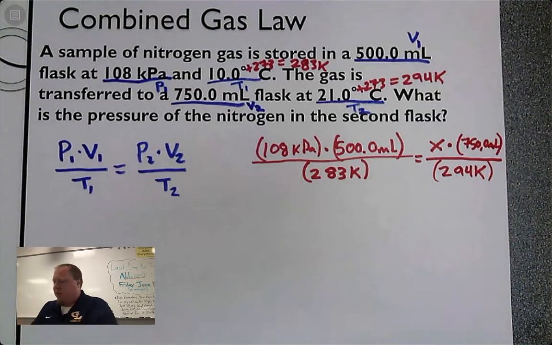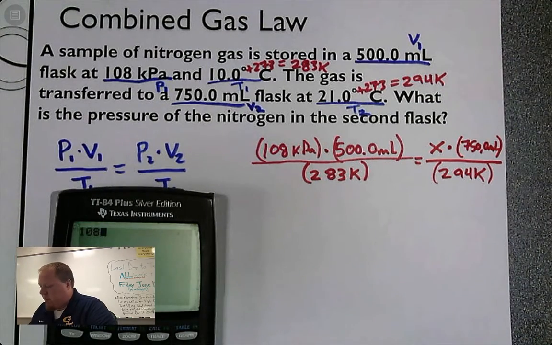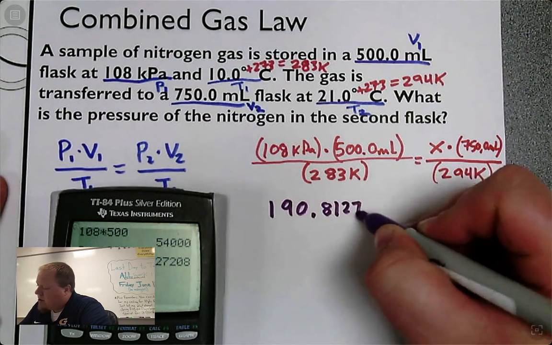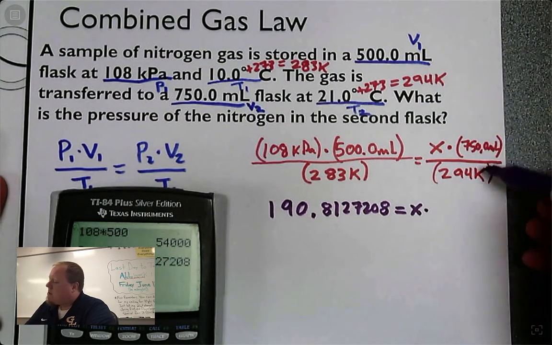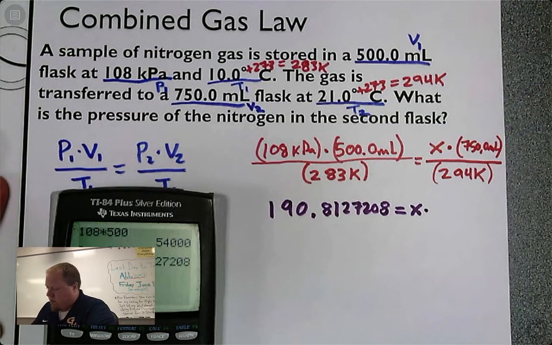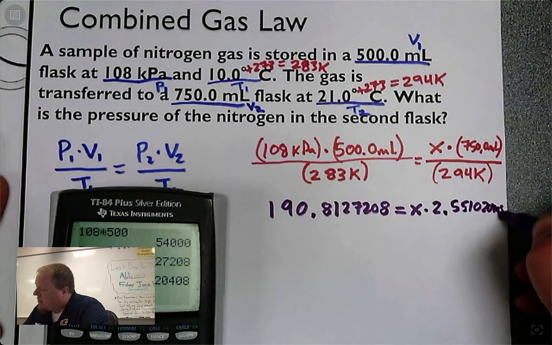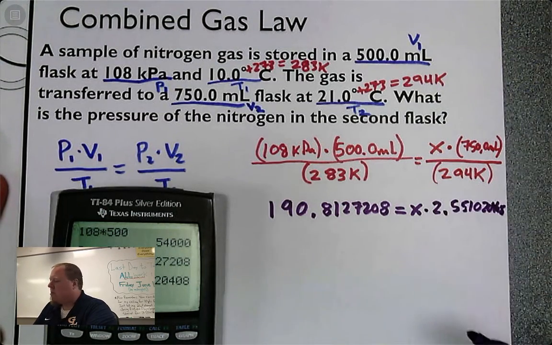Okay. First thing I'm going to do is simplify this. All right, so I'm going to take 108 times 500 divided by 283. This simplifies to 190.8127208 equals X times, and then I'm going to simplify this, 750 divided by 294. 2.551020408. Okay, so I just simplified these things here. So it's X times a number equals a number, right?